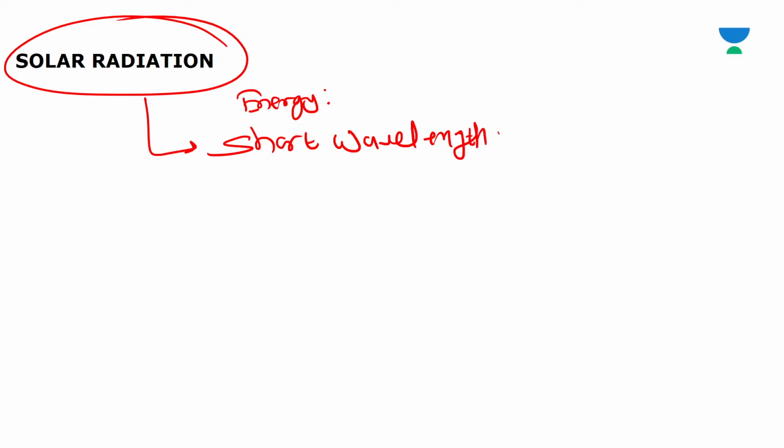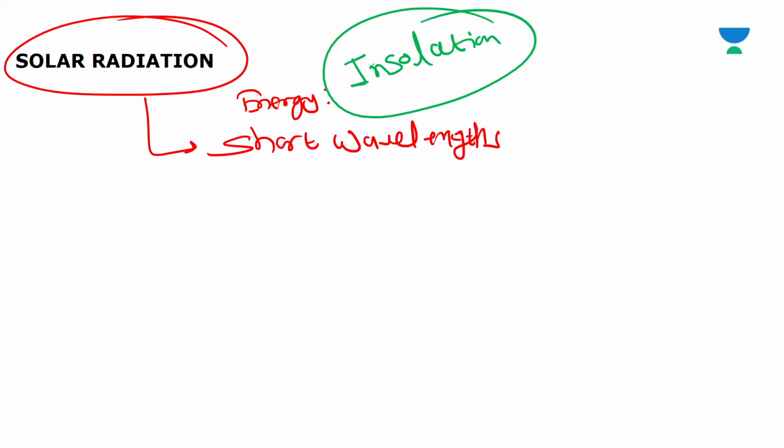Now, friends, the Earth's surface receives most of its energy in short wavelengths, and the energy received by the Earth is known as incoming solar radiation, which in short is termed as insolation.